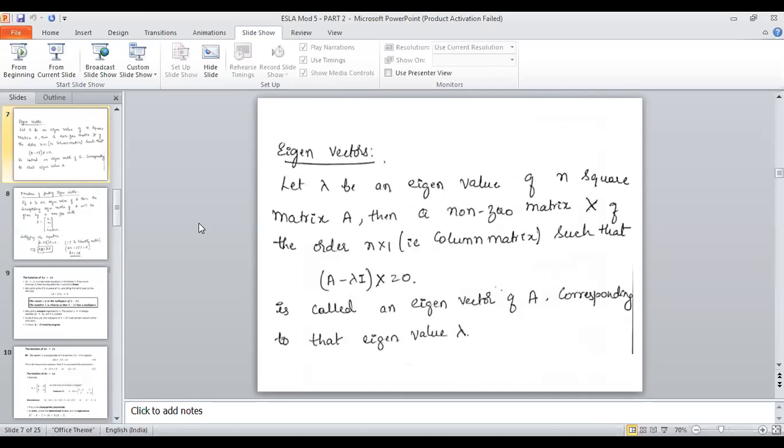So I'll be sharing this slide and the numericals. We can go through them.